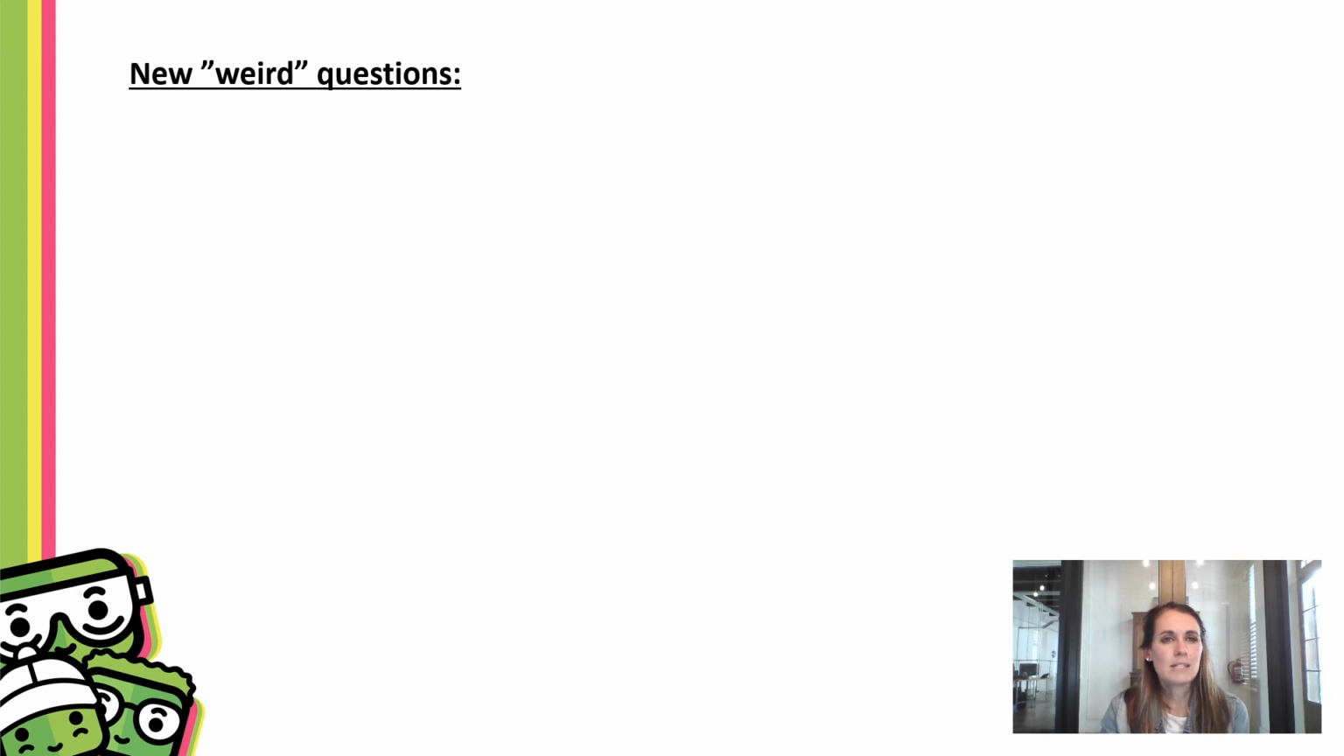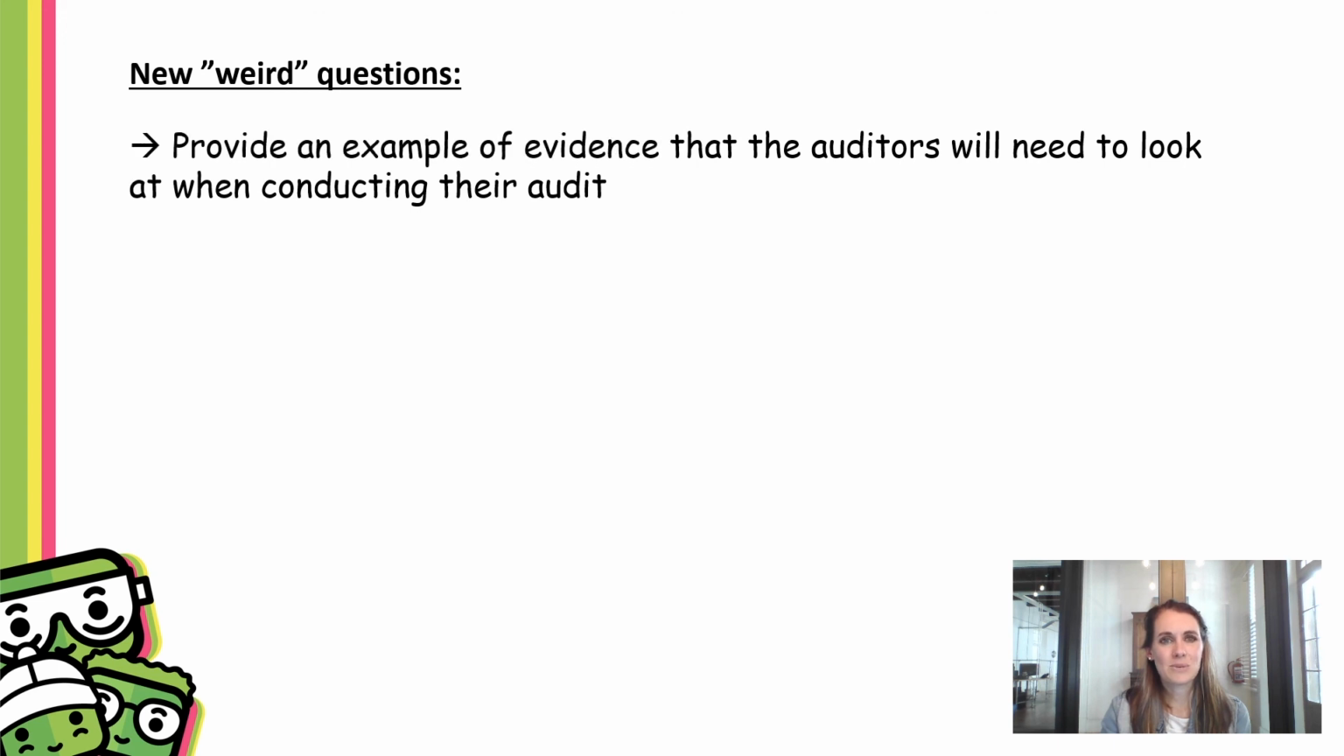Then I thought, let's put in some weird questions. Nowadays, the people setting your paper are extremely creative. They try to come up with the weirdest questions ever. It's really the weirdest questions in history. So the first question will be, provide an example of evidence that the auditor will need to look at when conducting their audit. And it's a simple answer, but we are now in grade 12. We think everything is higher order, and it's actually so simple.